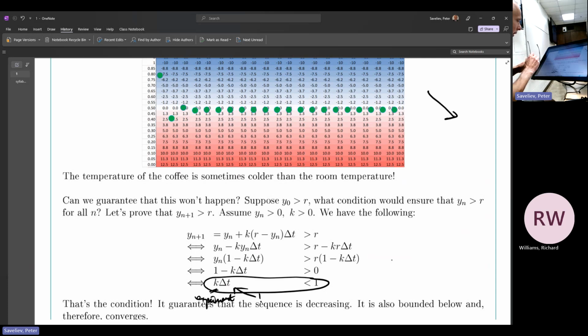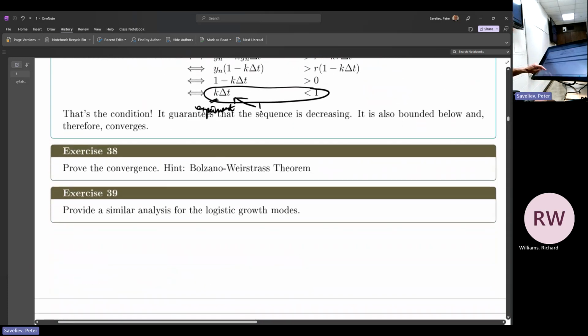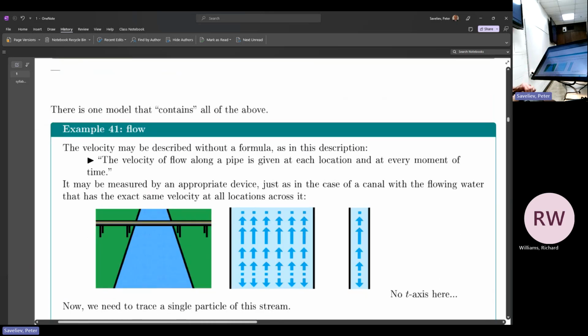Okay, so delta T has to be less than something. If K is equal to 2, delta T has to be less than half. If K is equal to 20, delta T has to be less than 0.05. So this is more of a warning than anything else. Okay, so this is a model that we'll approach later.